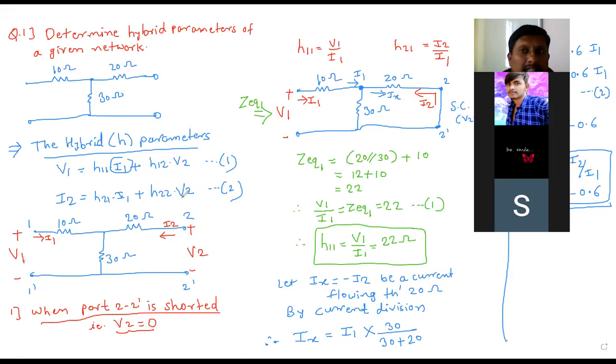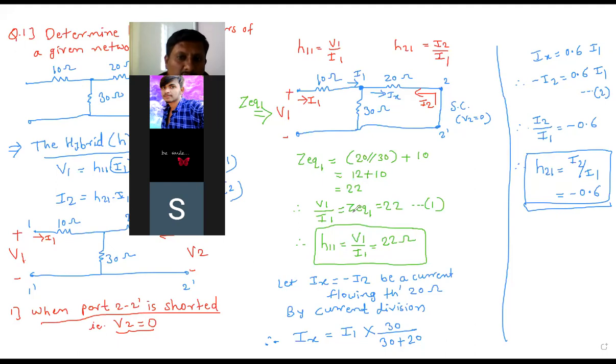I2 upon V2 are variables of the same port, so find Z equivalent 2. The 10 is not considered, so 20 and 30 will be in series. So that becomes 50. So I2 upon V2 is equal to 1 upon 50. That will be the answer of H22. For H12, the V2 equation we already have. V1 is nothing but the current passing through this 30 into 30. You can try this and tell me the answer tomorrow.